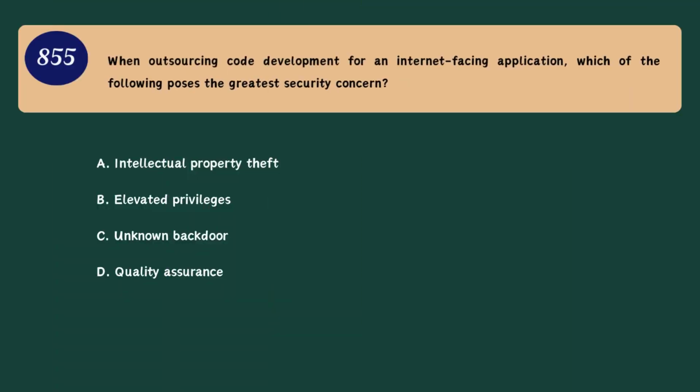Question 855. When outsourcing code development for an internet-facing application, which of the following poses the greatest security concern? A. Intellectual property theft. B. Elevated privileges. C. Unknown backdoor. D. Quality assurance.